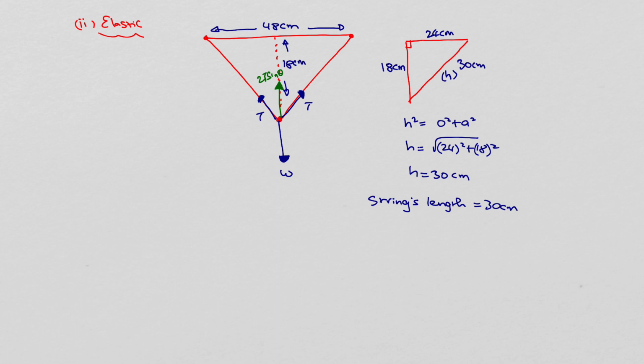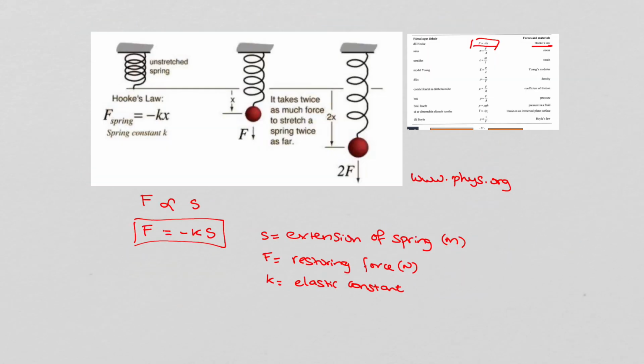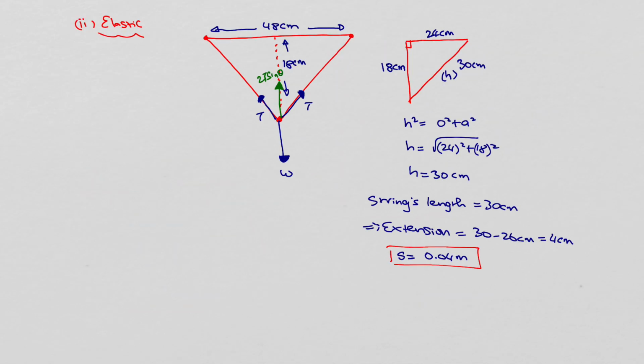So if it was 26, that means that it has extended. So in other words, the extension is going to be 30 minus 26 centimetres, which is 4 centimetres. So that means that the extension S is 4 centimetres, which is basically 0.04 of a metre. So now we know how much each of the strings has extended by. Well, we need to look at what is K. And if I go back to my tables, well, K is going to be found by getting F is equal to minus KS.